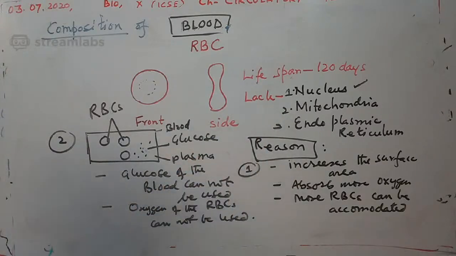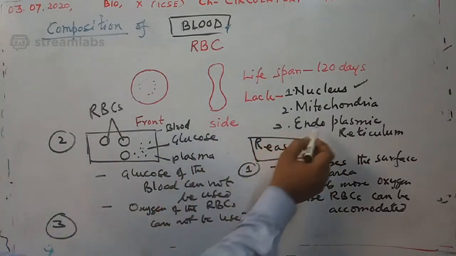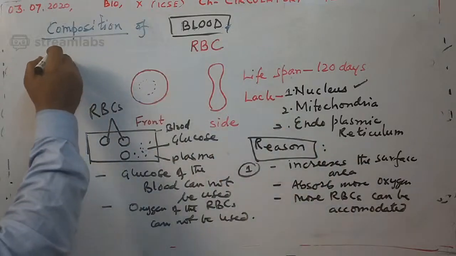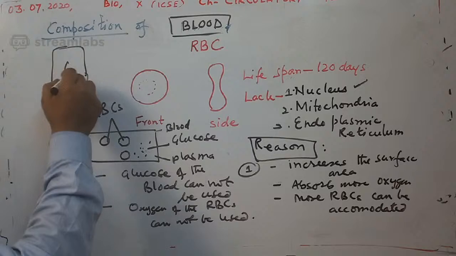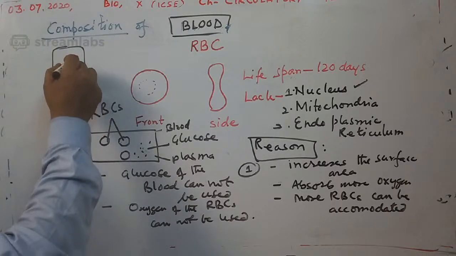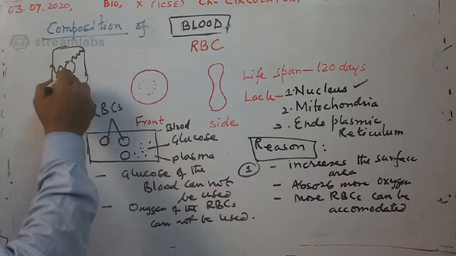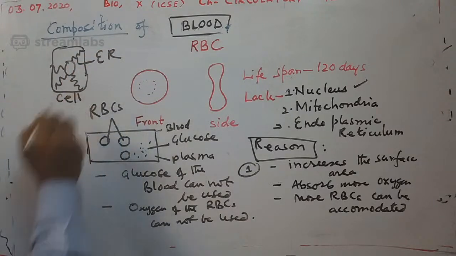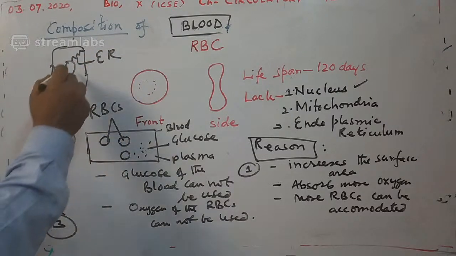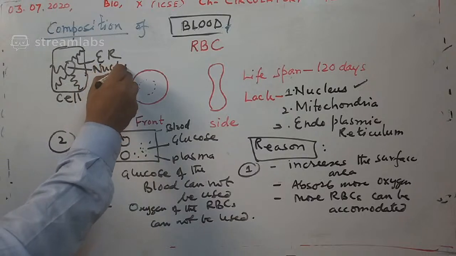Point number two. And if you talk about point number three, the endoplasmic reticulum, let me explain this part to you. Suppose in any cell, you must have studied it, it gives shape and flexibility. These are called endoplasmic reticulum of any cell, plant or animal. This part is nucleus, any cell.